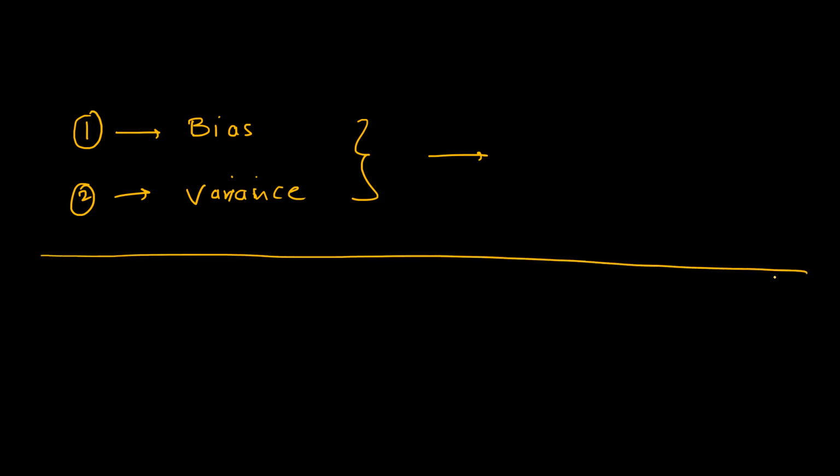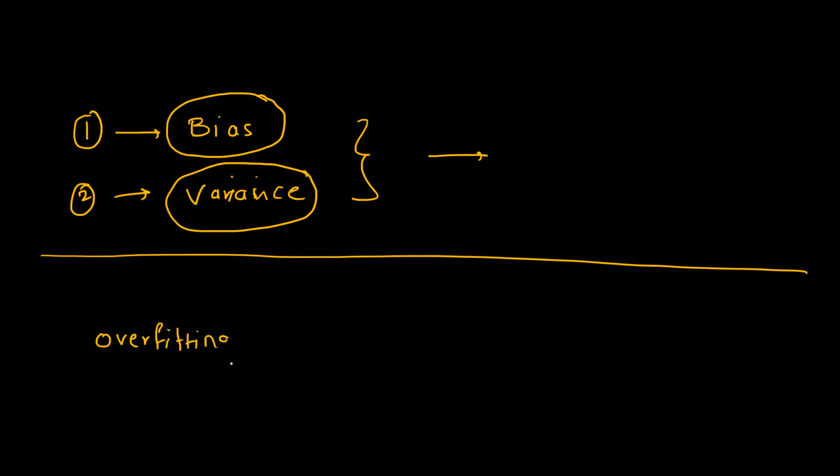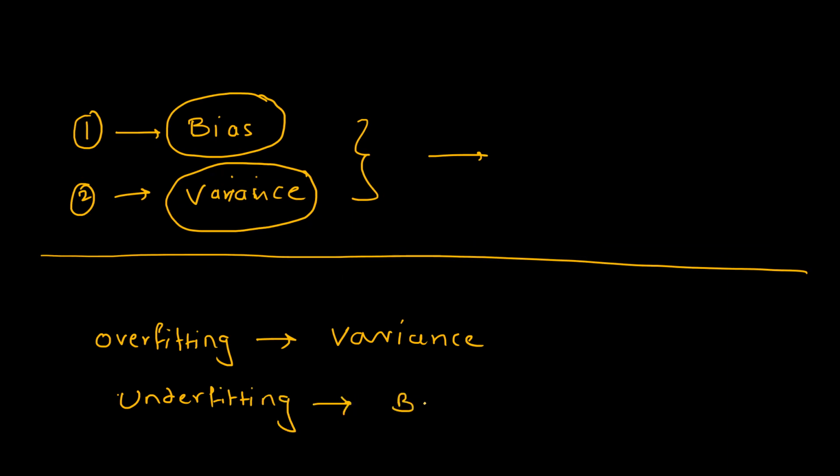But as a closing note of this session, if overfitting is there, remember that there will be more variance. And if underfitting is there, there will be more bias. So in case of overfitting, variance will be more, and in case of underfitting, bias will be more. I will make one more video explaining these two concepts.